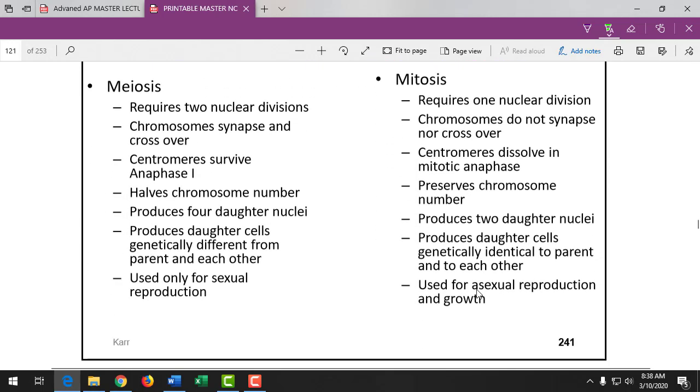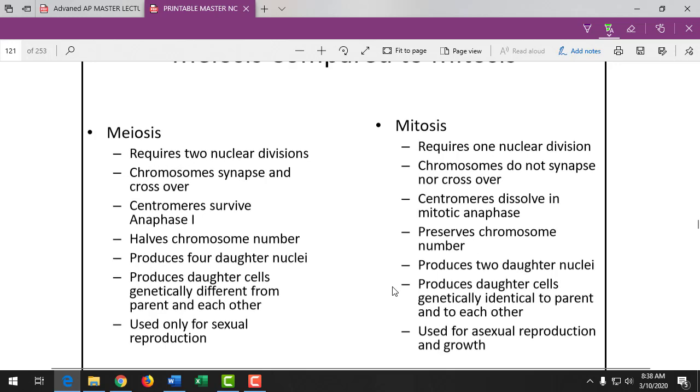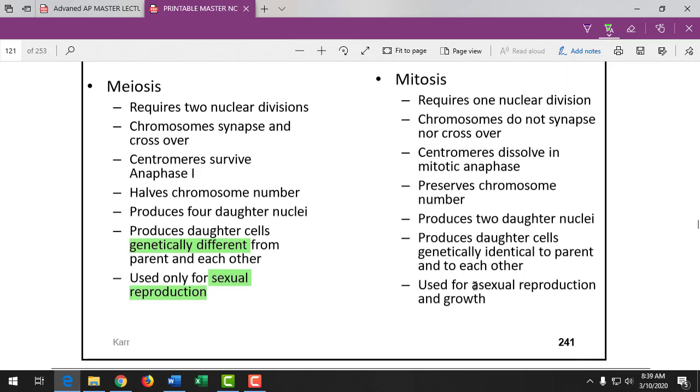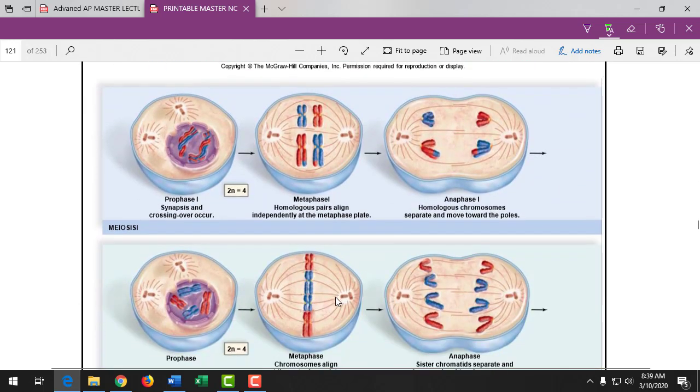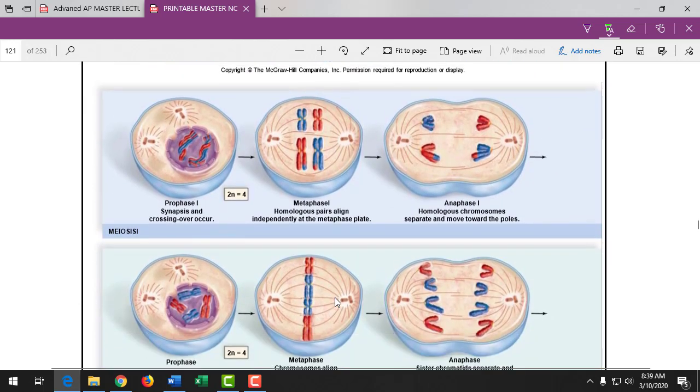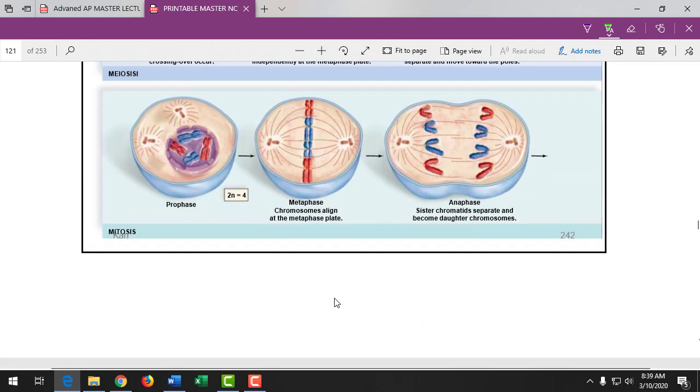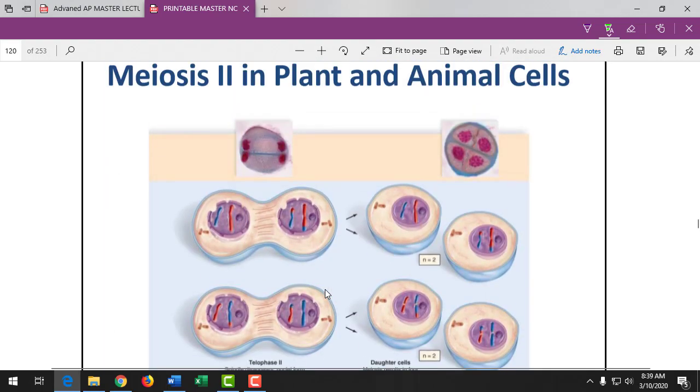Okay, so this is just a comparison chart, but I gave you that handout too in Blackboard that you can look at that describes the differences between the two. But it's all about genetic variation. That's the goal of meiosis, and we need it to make sperm and egg. So mitosis is just a copy machine. Everything's genetically the same.